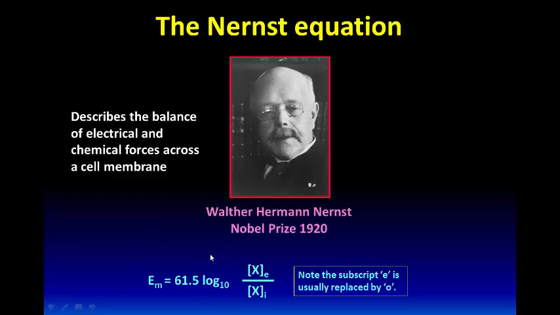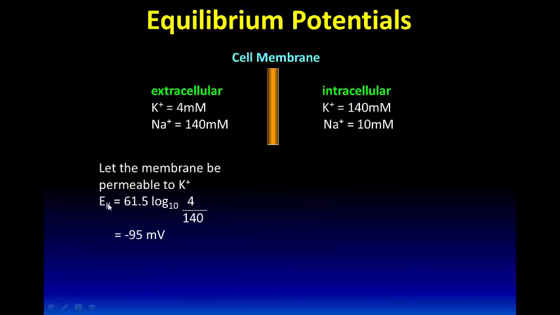And here we have the Nernst equation. This is the equilibrium potential. M means membrane, E equilibrium potential for a particular ion. This is the concentration of the ion in the extracellular fluid, and this is the concentration of the ion in the intracellular fluid. So we can use Nernst's equation to calculate the equilibrium potential for potassium. When we do that, the result shows that the equilibrium potential for potassium is negative 95 millivolts.